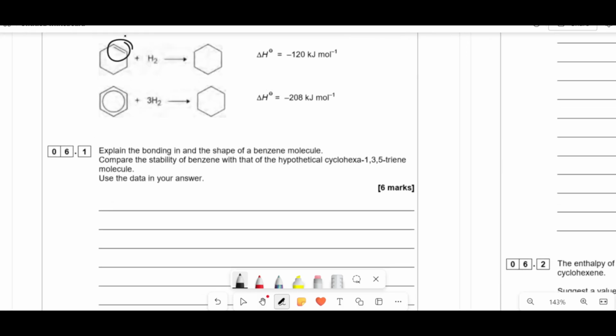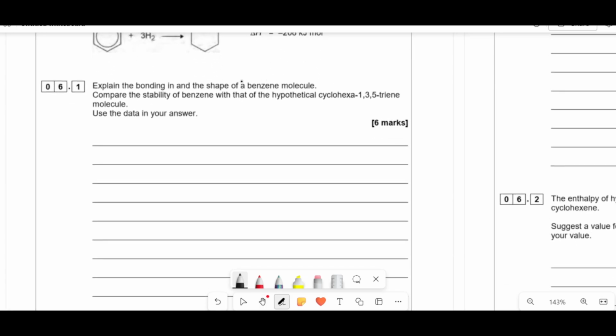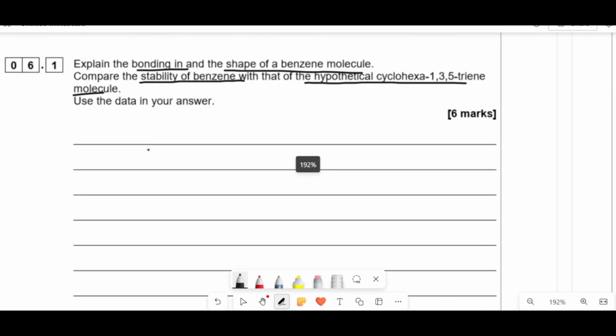So here we go. We have one alkene group here. We hydrogenated it, and its enthalpy change for one of these hydrogenations is minus 120. And we've got benzene, and if we do 3 lots of hydrogenation, it's that. So now it says explain the bonding in and the shape of a benzene molecule, and compare the stability of benzene with that of a hypothetical value, and then use the data in your answer. So let's talk about the bonding first in benzene.